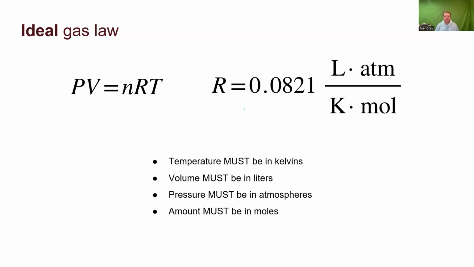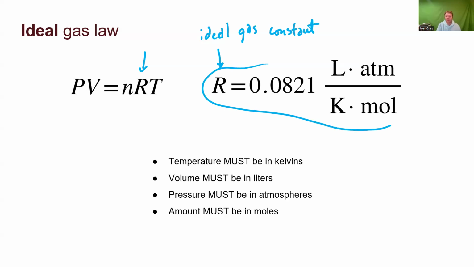And with this ideal gas law, we have a total of five variables. We've got P for pressure, V for volume, n for amount or moles, and then T for temperature. R is a new one. What on earth, R? This is known as the ideal gas constant. Essentially, this number is going to remain constant. It is not going to change, and it is going to have this value.